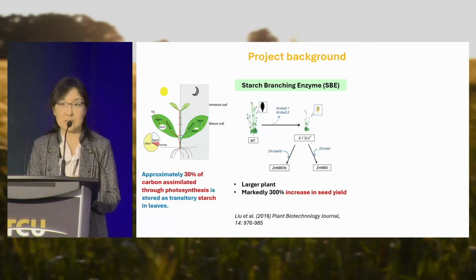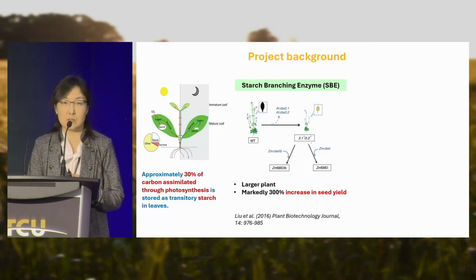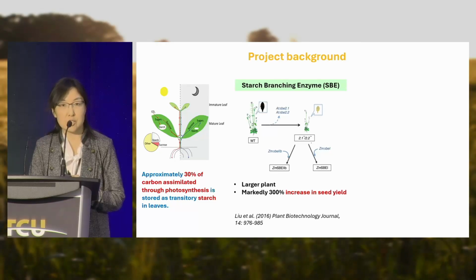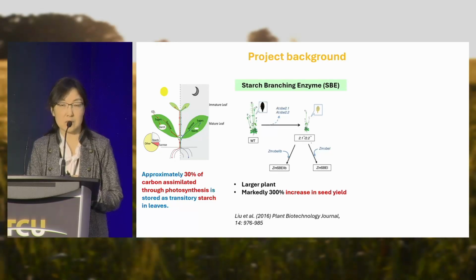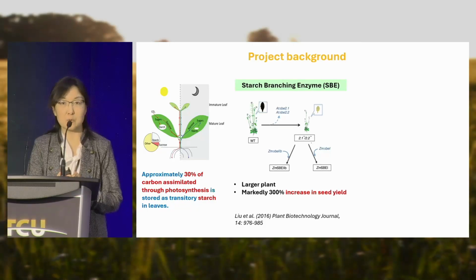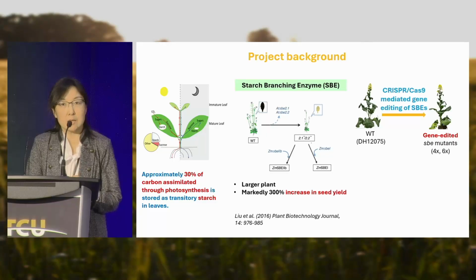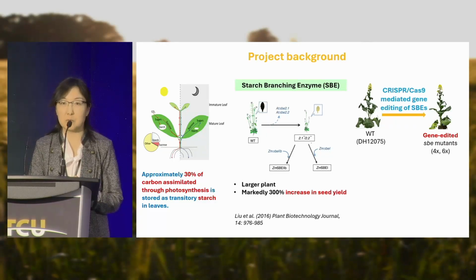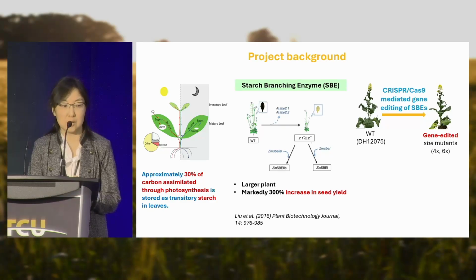Surprisingly, the results showed that those endosperm-specific genes could complement the starch synthesis, but also led to large plant size and a markedly increased seed yield. This finding was really a serendipity for us. Due to the highly conserved gene function between Arabidopsis and canola, we transferred this technology to canola.